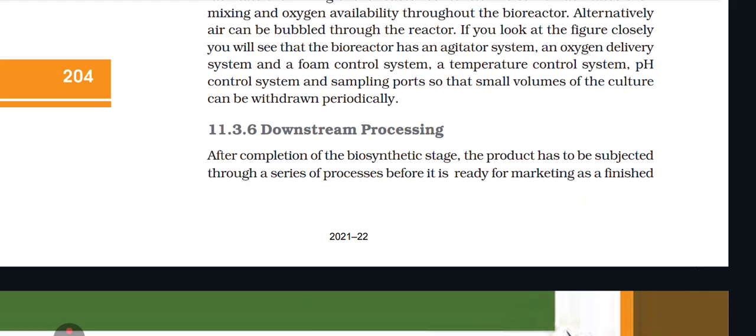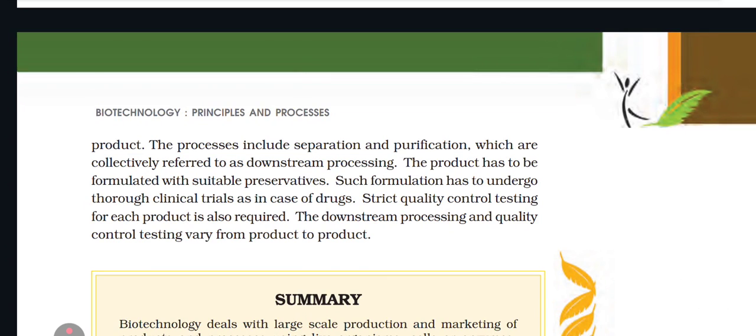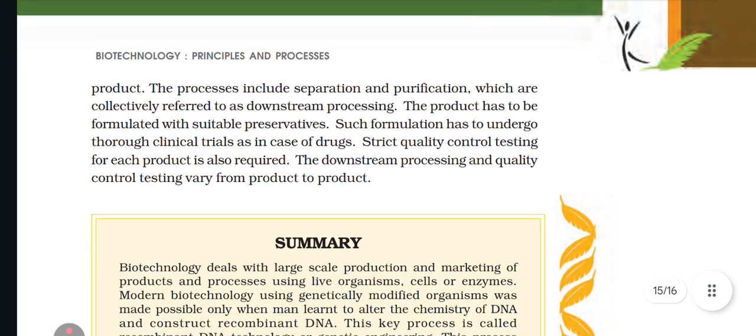Downstream processing. After completion of the biosynthetic stage, the product has to be subjected through a series of processes before it is ready for marketing as a finished product. The processes include separation and purification, which are collectively referred to as downstream processing. The product has to be formulated with suitable preservatives. Such formulation has to undergo thorough clinical trials. As in case of drugs, strict quality control testing for each product is also required. The downstream processing and quality control testing vary from product to product.